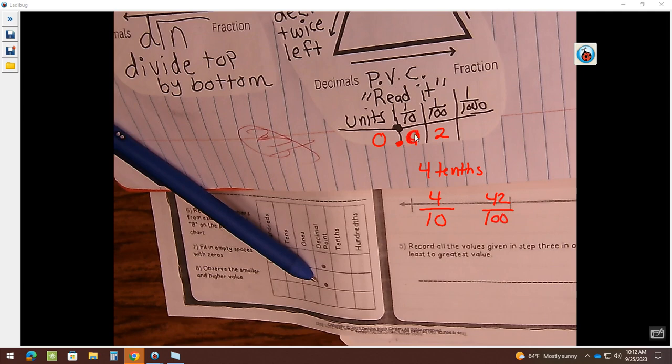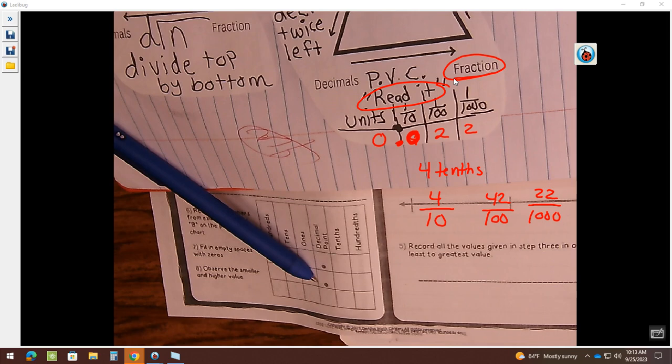Now let's say we had 0.022. How would you read that one? Just read the number. What number do you see there? 22. Where did it stop? 1,000. So you would go 22 thousandths. So if I know how to read it, just the way I said read it, I would know the fraction.